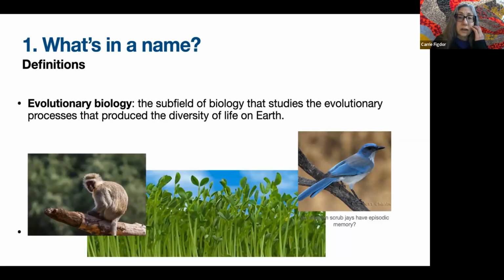So if you talk about evolutionary biology, just plain straightforward Wikipedia definition, it's the subfield of biology that studies the evolutionary processes that produce the diversity of life on Earth, right? And I would agree. I think that seems to be a perfectly fine definition.